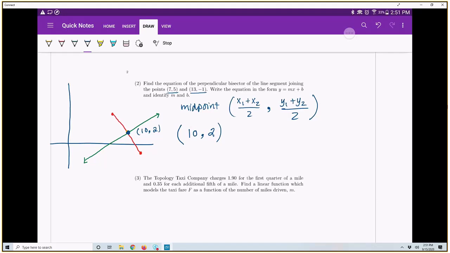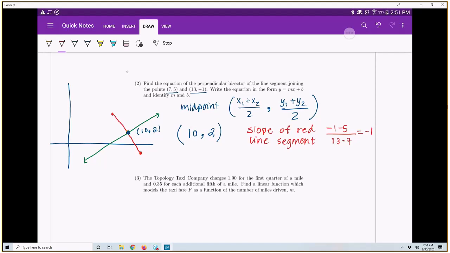So what else do we need to know about the red line segment? Well, we need to know its slope. So let's find the slope of the red line segment, because we know that the slope of the perpendicular bisector is going to be the negative reciprocal of the slope of the red line segment. So I can use the points I'm given. I'll do -1 minus 5 over 13 minus 7. So that's -6 over 6, which is -1.